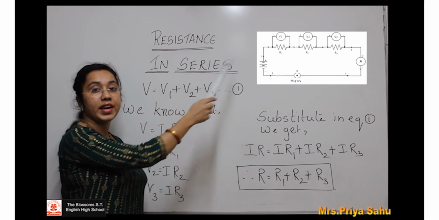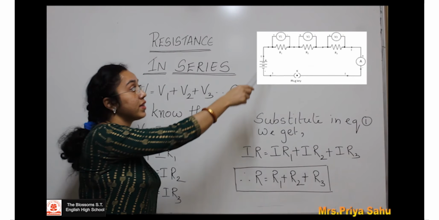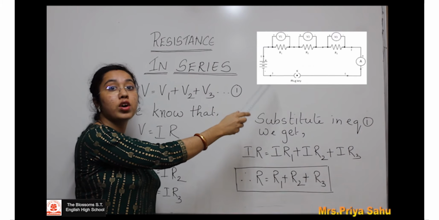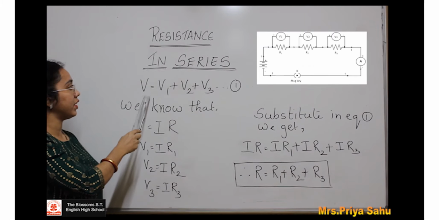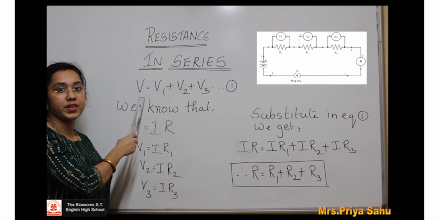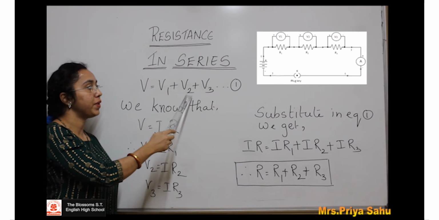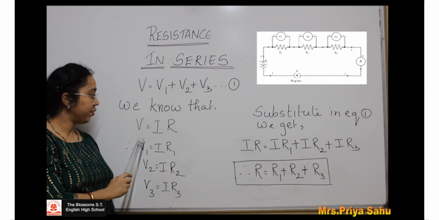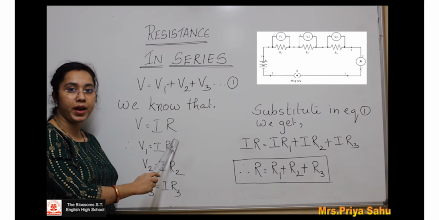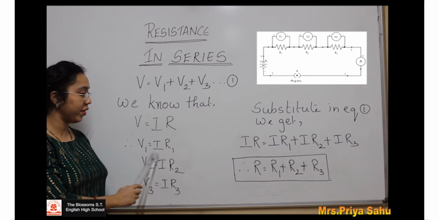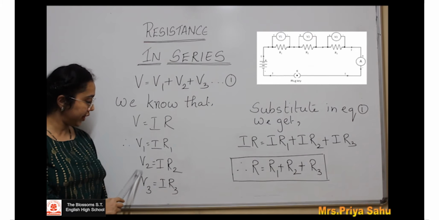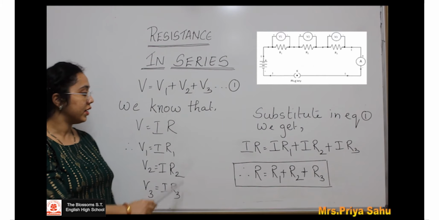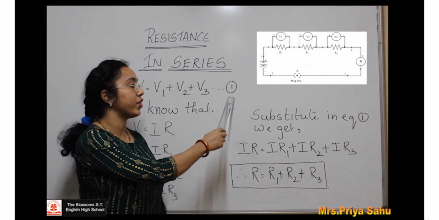Resistance in series. In series resistance, we see that the same current flows throughout the circuit, but the potential difference or the voltage will be different. Just see here, the total potential difference V will be equal to V1 plus V2 plus V3. And we know that according to Ohm's law, V equals I multiplied by R. Therefore, V1 equals I R1, V2 equals I R2 and V3 equals I R3. Substitute these values in equation 1.